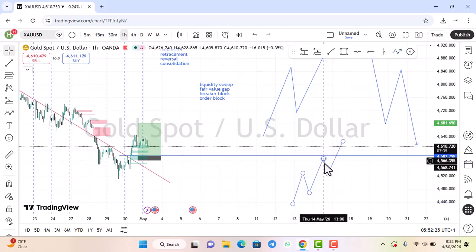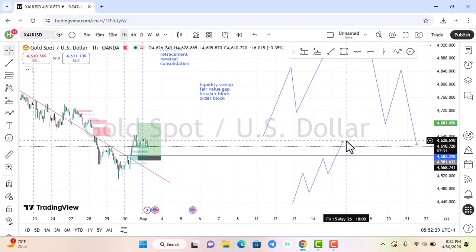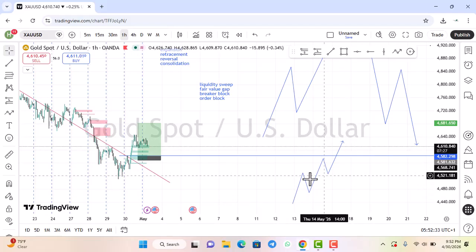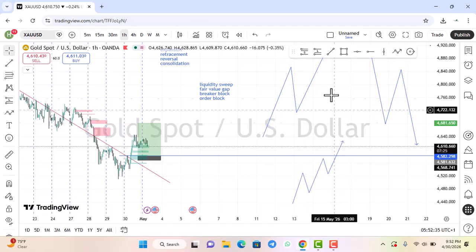So after retesting the breaker block, price continues to move in an upward direction. So this is our reversal, right? And this is our retracement. So now, what is the objective of this reversal? The objective is this breaker block.